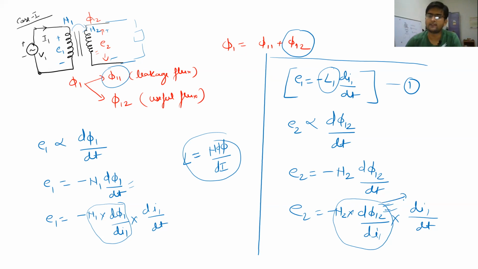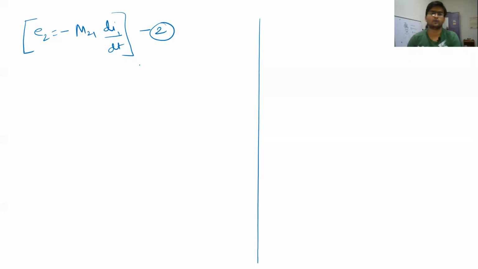So let me call this M21. M21 means mutual inductance of the second winding due to the flux coming from the first winding. So let us replace this. So we will get an equation like this: E2 is equal to minus M21 di1 upon dt.